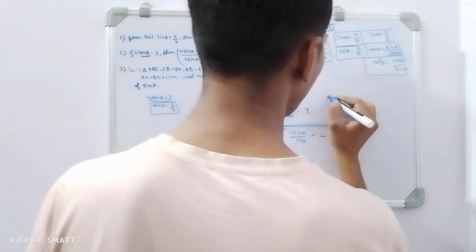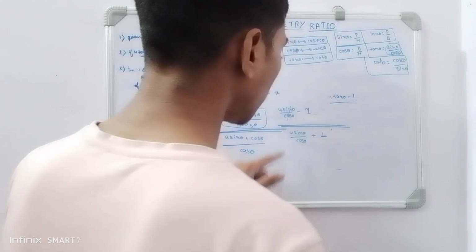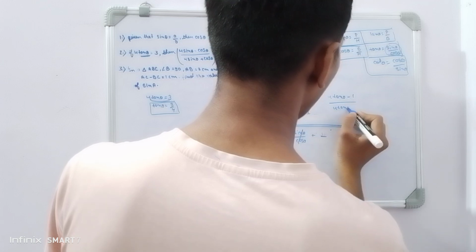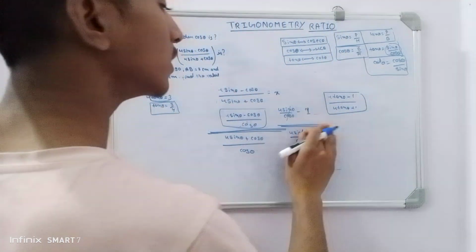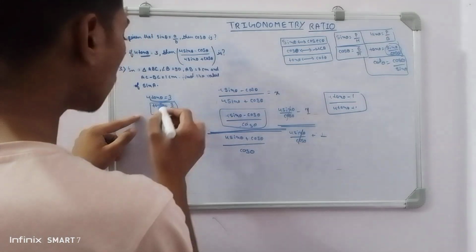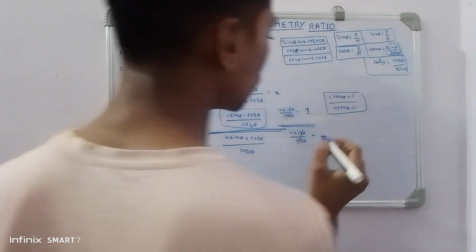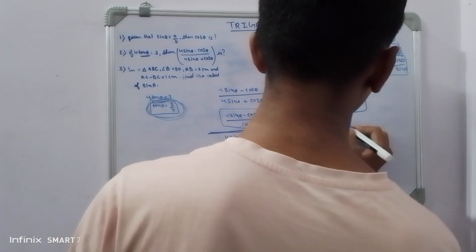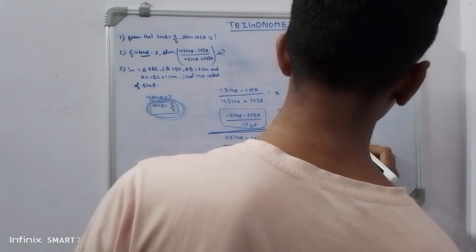So we get 4 tan theta minus 1, and in the denominator we get 4 tan theta plus 1. Now you get a simplified version of the equation. As you know the value of tan theta is 3 by 4, given in this question, at the place of tan theta I am going to write 3 by 4: 4 into 3 by 4 minus 1, and again 4 into 3 by 4 plus 1.